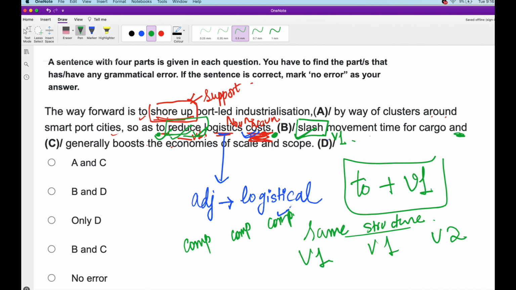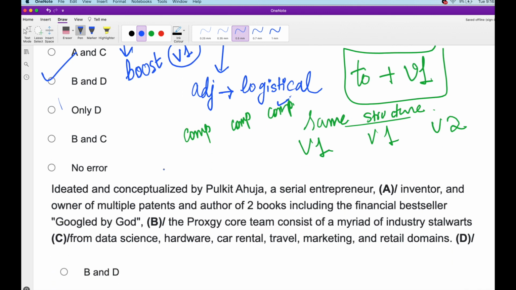Okay. So here, to reduce logistical costs, movement times, means reduce movement time for cargo and generally boosts. Now this verb is not in its first form, but it has to be in its first form. So instead of boosts, boost should be used, which is V1. Okay, so the error is in parts B and D. Option B is your answer. Now let's move to the next question.